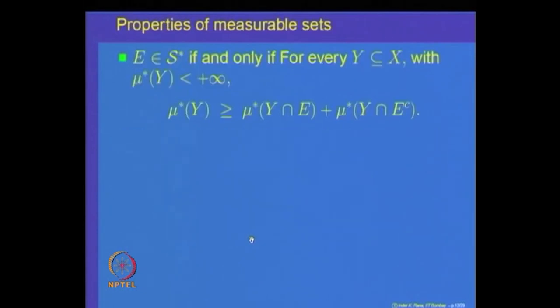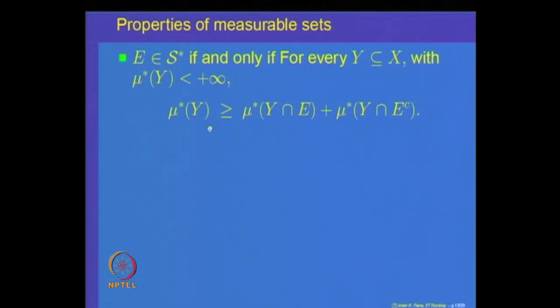That gives us a very nice simplification: a set E is measurable if and only if for every subset Y of X with the property that mu star of Y is finite, one verifies that mu star of Y is bigger than or equal to mu star of Y intersection E plus mu star of Y intersection E complement. This is the condition we are going to use again and again to check whether a set E is mu star measurable or not.